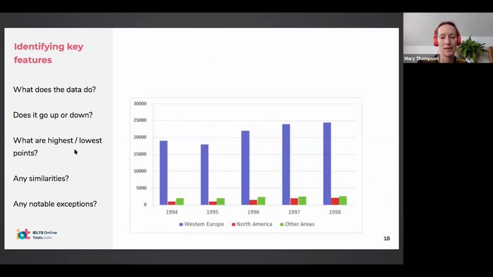Anything else you notice? North America has the lowest. Yeah, that's correct. North America has the fewest number of visitors. Steady for all others. Yeah.